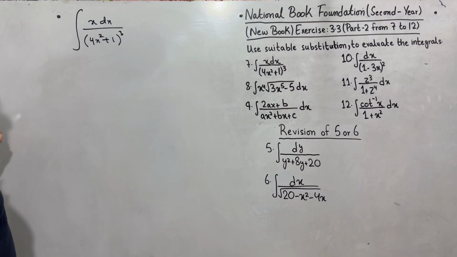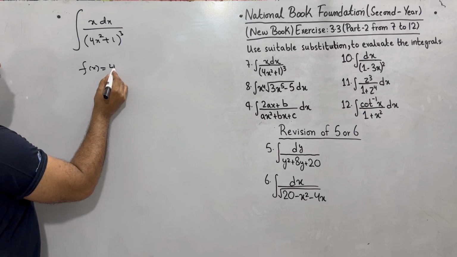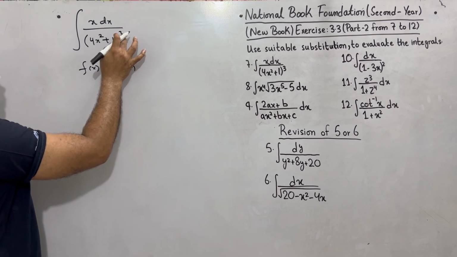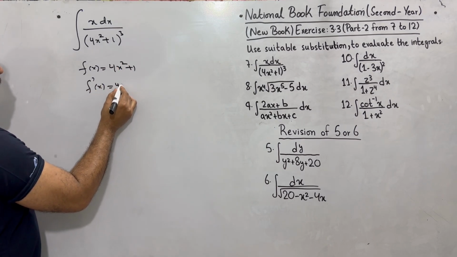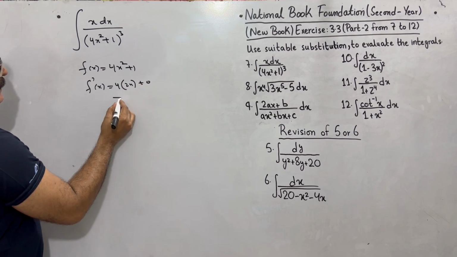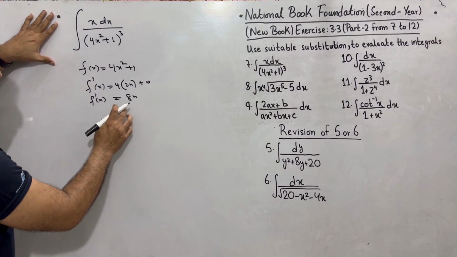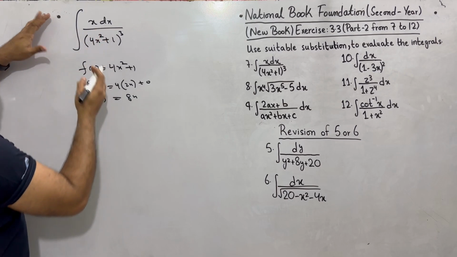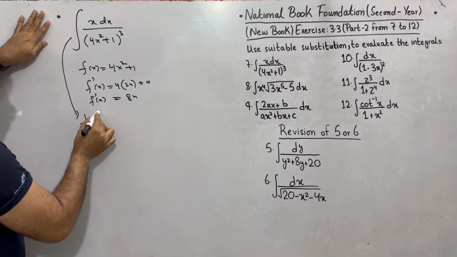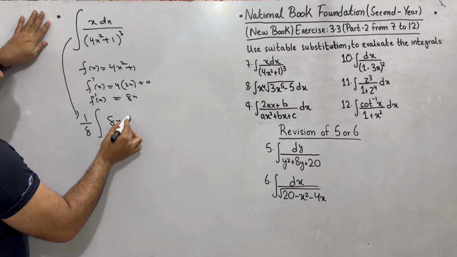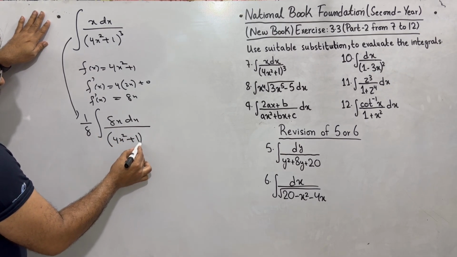Second strategy, function derivative. If I suppose this as f of x, that is, take only the base without the overall power, then f dash of x is 4 times 2x plus 0, that is equal to 8x. So we need 8 here; divide and multiply by it. It will become 1 over 8, 8x dx over (4x square plus 1) whole cube.